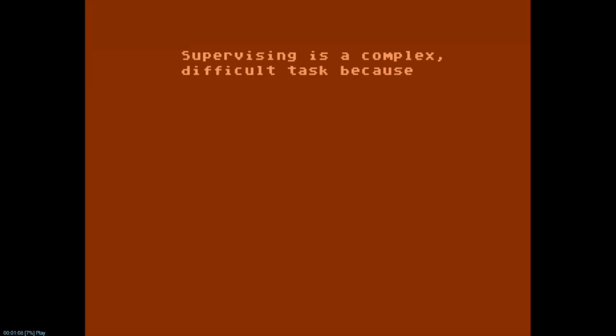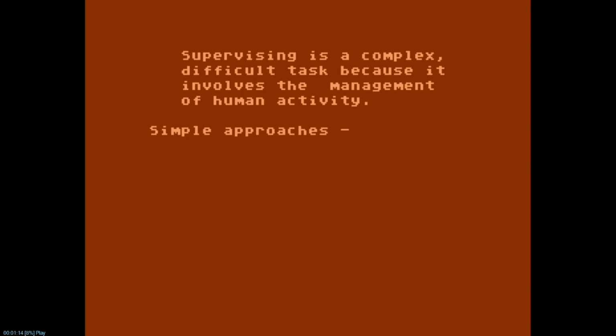Supervising is a complex and difficult task because it involves the management of human activity. For this reason, simple approaches such as treating one's employees as you would like to be treated, or dealing with situations only as they arise, are not enough to create an effective supervisory process.